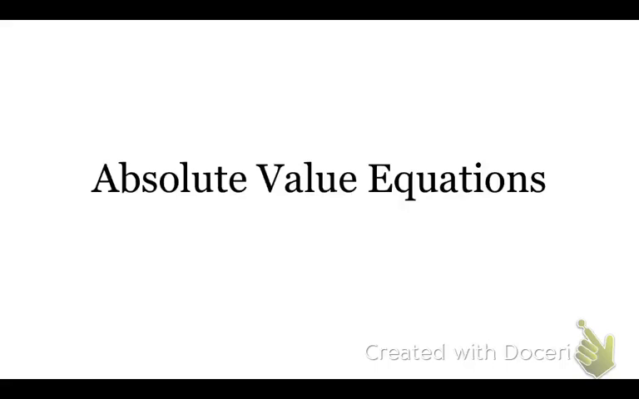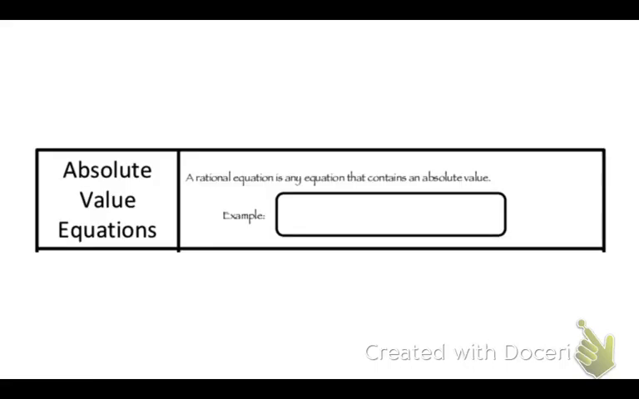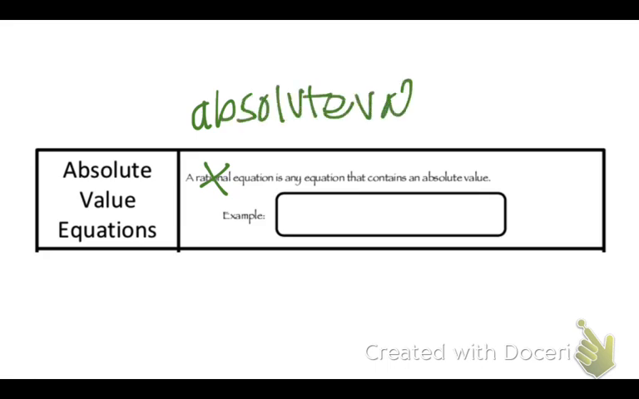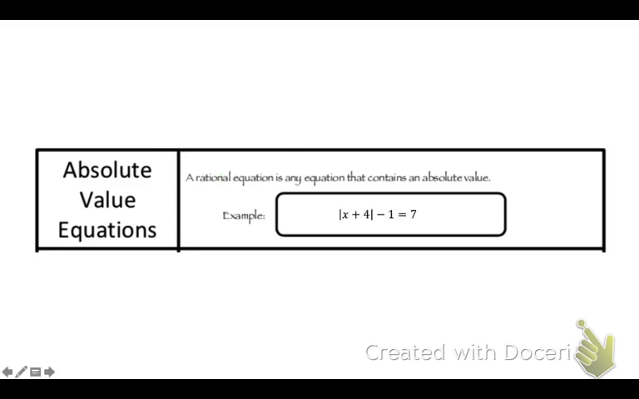Okay, absolute value equations. So a rational equation is any equation that contains an absolute value. This should not say rational, sorry. This should say absolute value. Whoops. Sorry about that. That should say absolute value equation is any equation that contains an absolute value. And that would be like the absolute value of x plus 4, minus 1 equals 7.